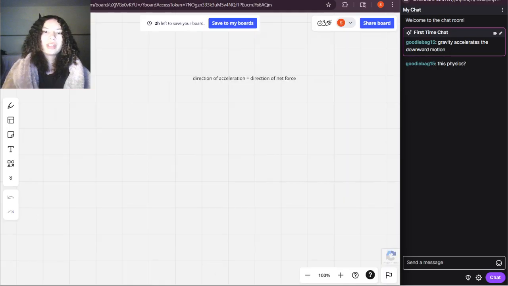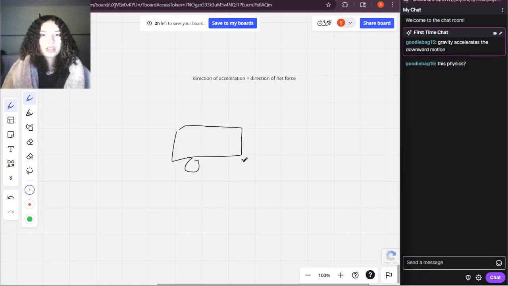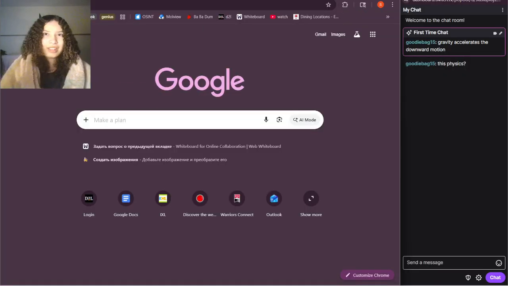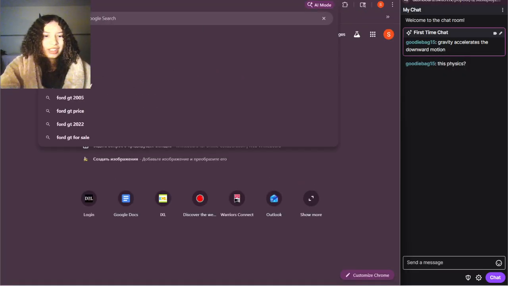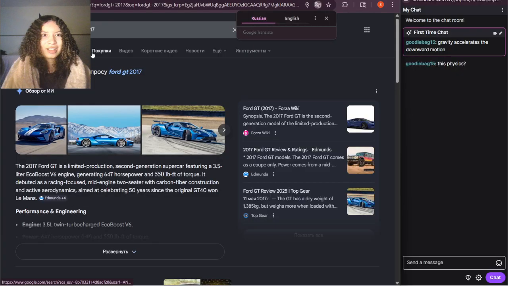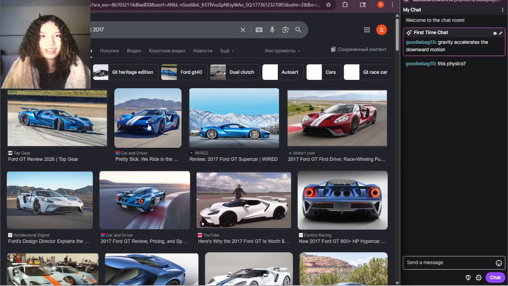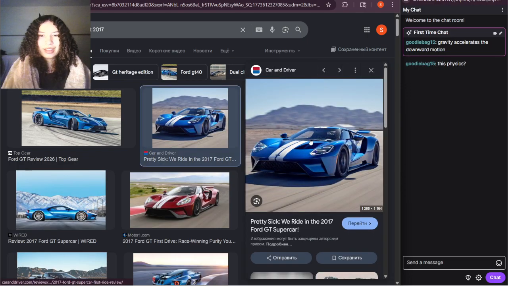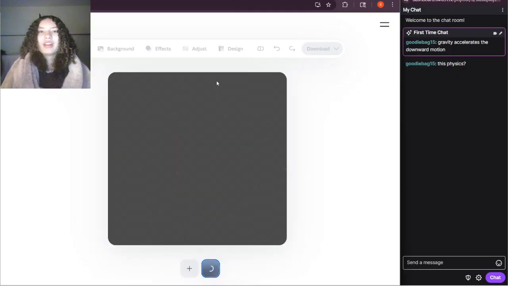Okay, a cart is moving. Let's draw a really primitive cart. You know what I can do? Remove BG for GT40. Wait, okay, for GT 2017. GT40 is cool. I like this car, it's a really cool car. Can use it in our physics problem because why not make it a little more fun?